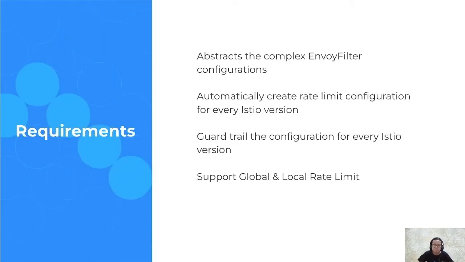With all of those problems, we pointed out several requirements. The first is, we want a platform or a service that can abstract the complex rate limit configuration, so developers can easily understand and create the rate limit configuration. All rate limit configuration also needs to be automatically versioned and guardrailed to each Istio version. This is to avoid a breaking glass API. In addition, this service or platform needs to support global and local rate limit in Istio for performance, so we can switch between global and local rate limit if needed.